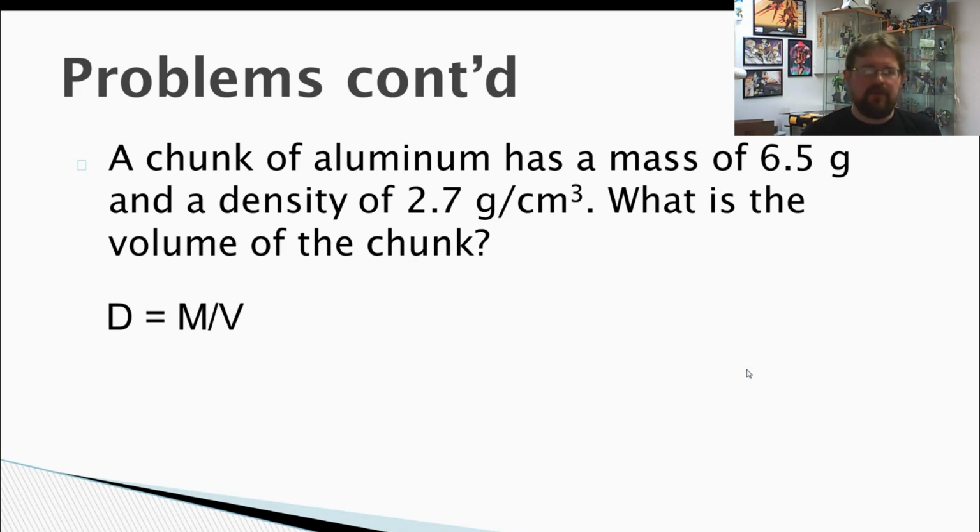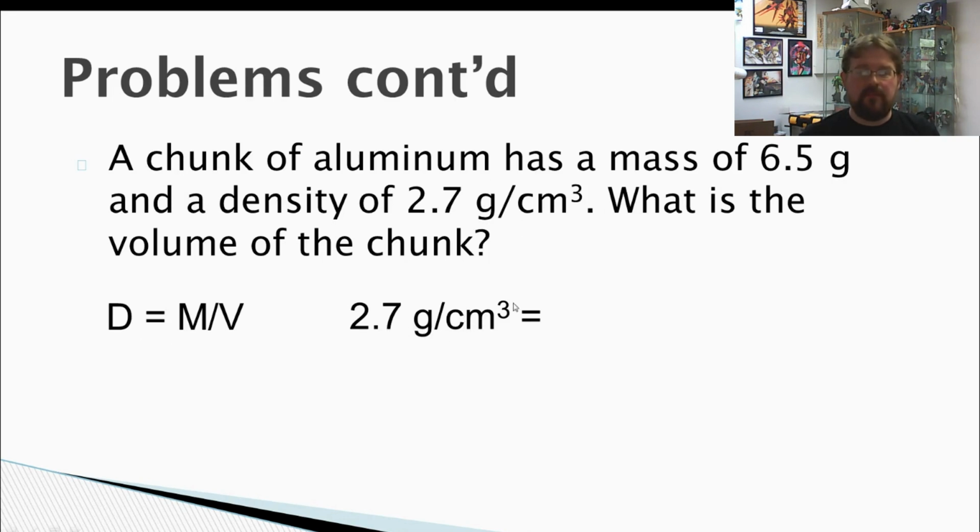Okay, let's look back through it. It says that the chunk of aluminum has a mass of 6.5 grams. That's fine. That's our M. And a density of 2.7 grams per centimeters cubed. It's giving us the density. So rather than starting like last problem with D equals and our numbers, we're starting with a density. But then it says, what is the volume of the chunk? We don't know V. So 2.7 grams per centimeters cubed, that's our density. We plugged that in.